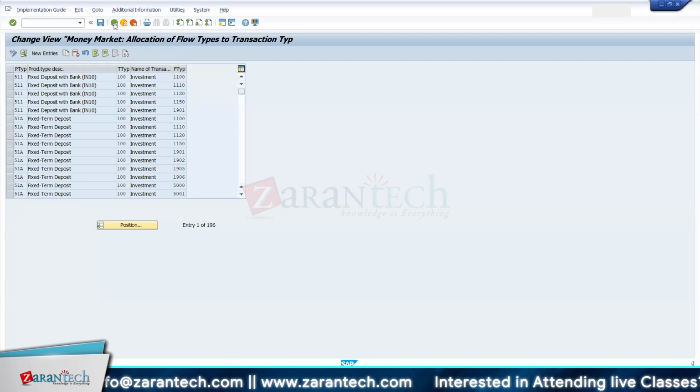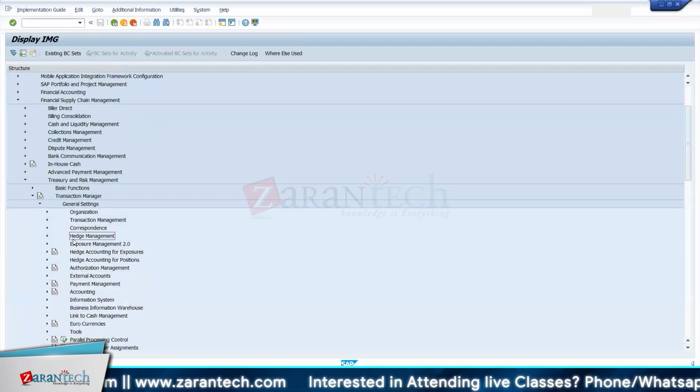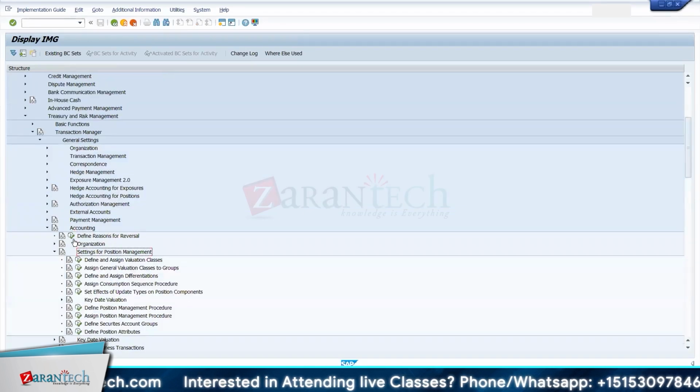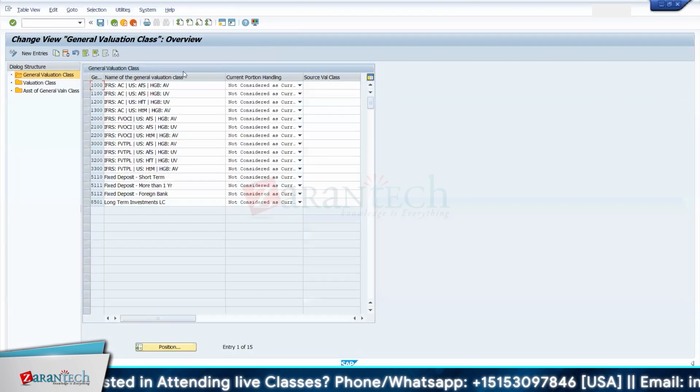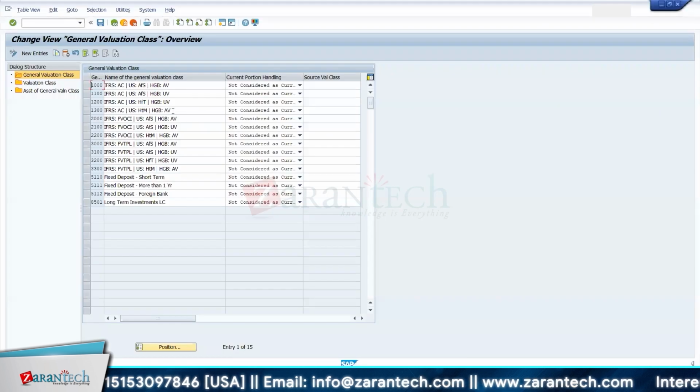That's why I started the configuration of accounting, setting for position management, and define and assign valuation classes. Normally you will not find the way I do this account determination. Sometimes when I talk to other consultants, they may laugh. They would say, I have not heard of doing account determination like this. The reason is, in normal account determination, this is based on IFRS.